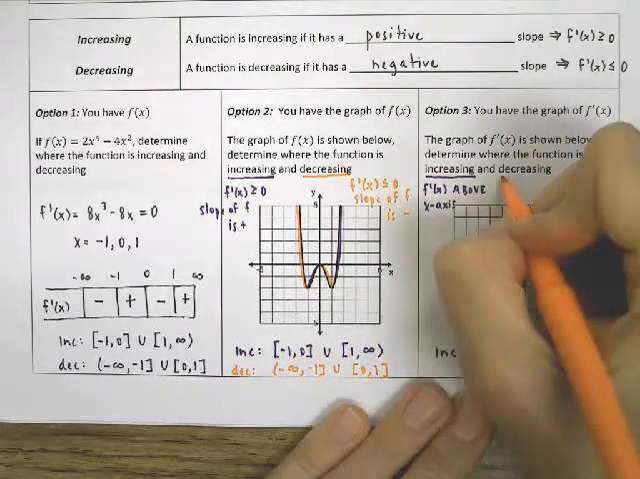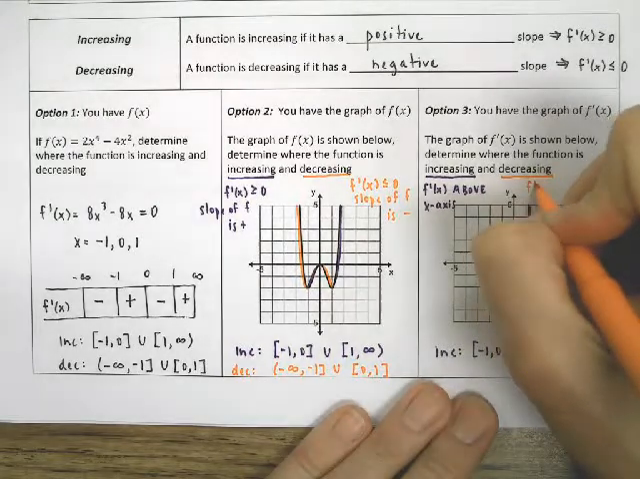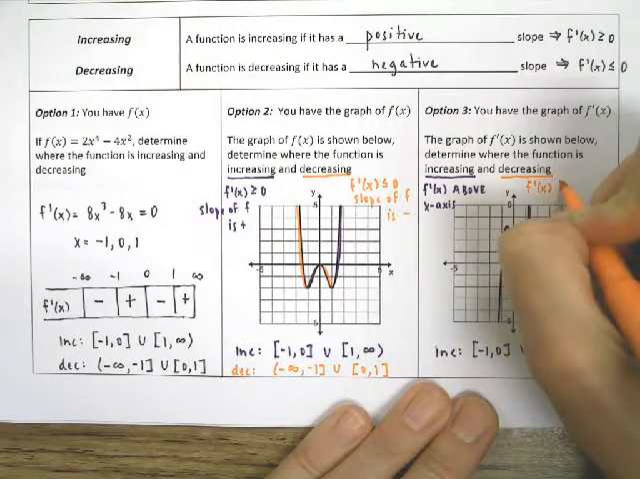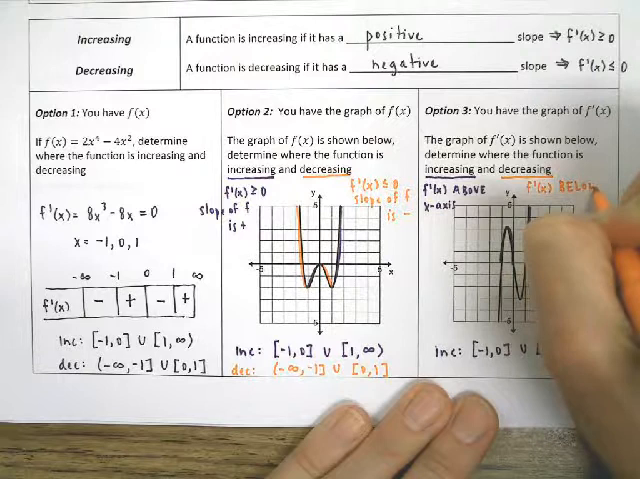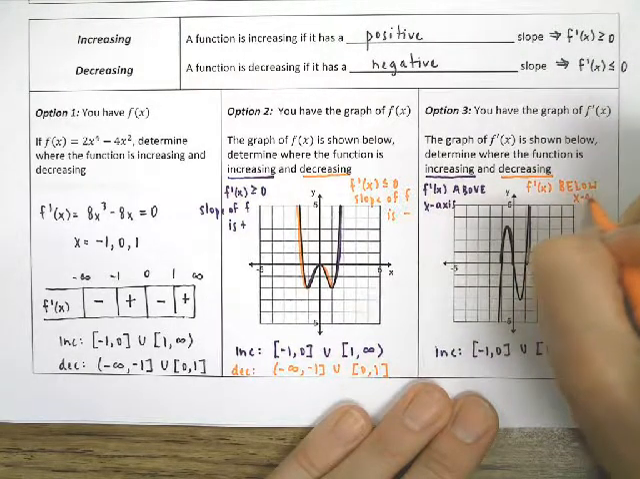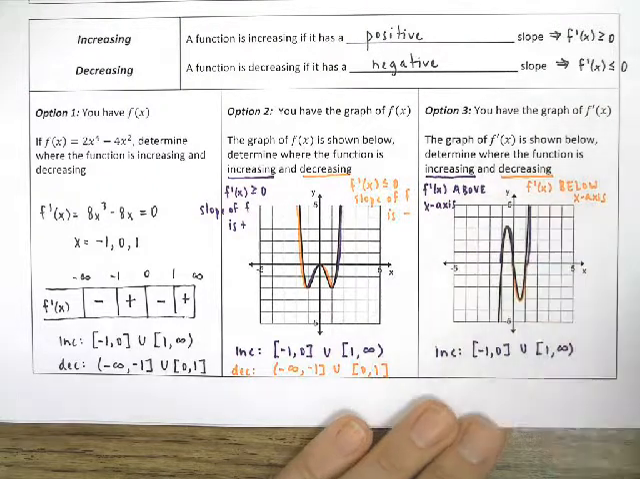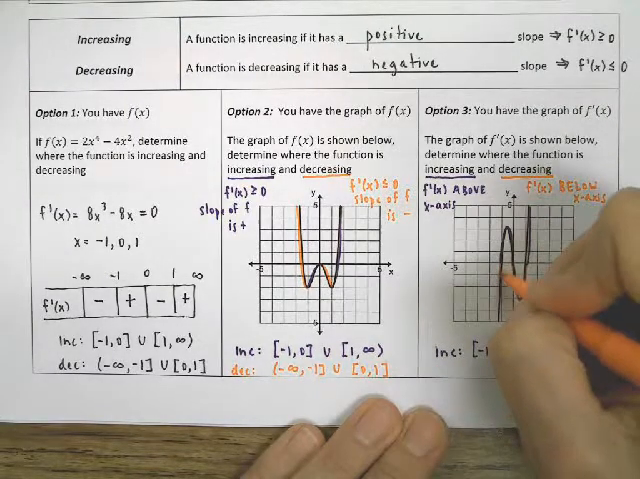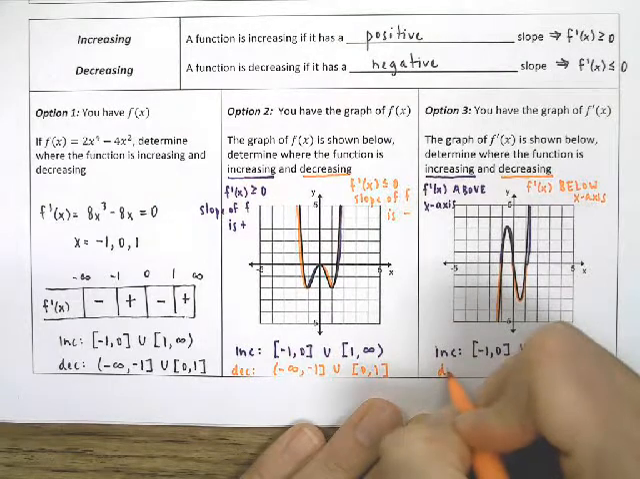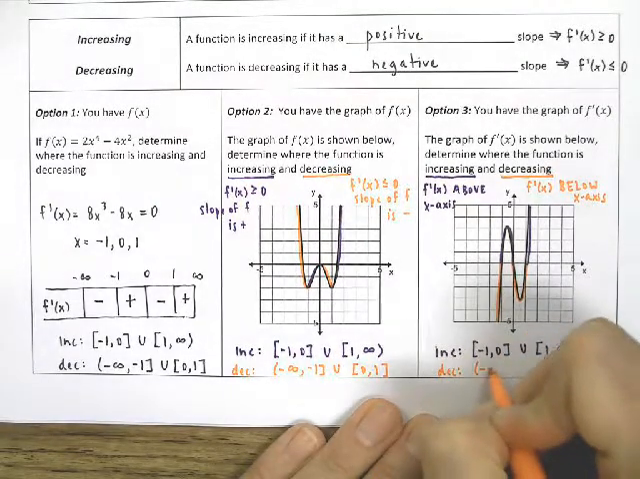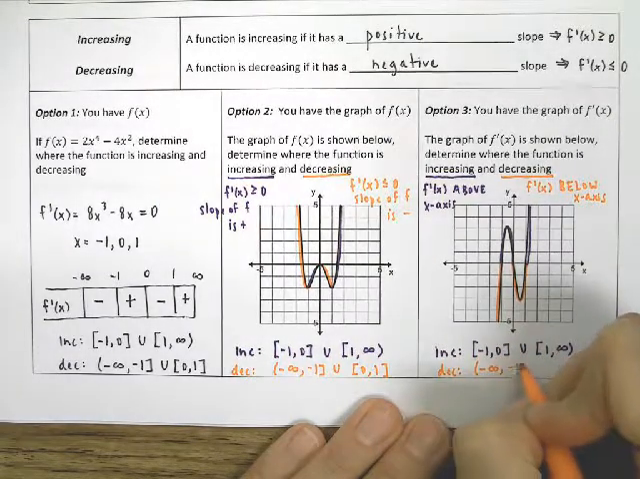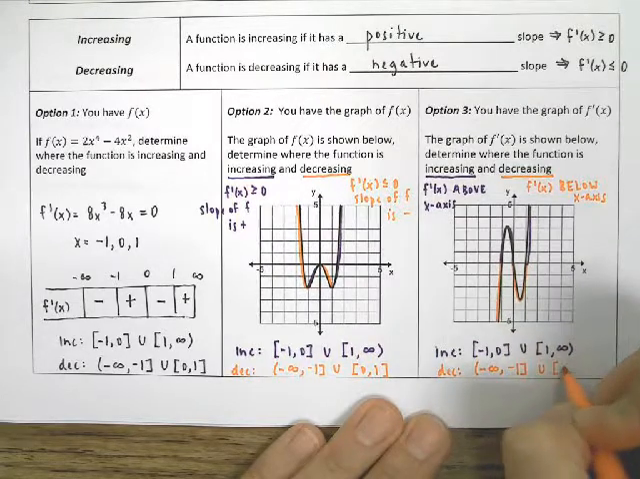And decreasing then, I'm looking for where f prime of x is below the x-axis, and I can see that happens here. Oh, excuse me, down here as well. So we're decreasing then from negative infinity to negative 1, and then again from 0 to 1.